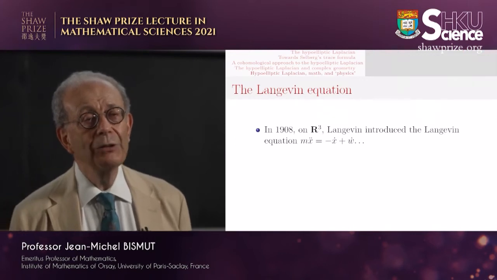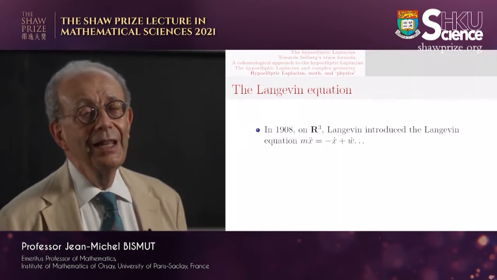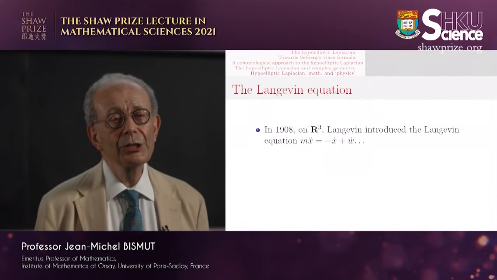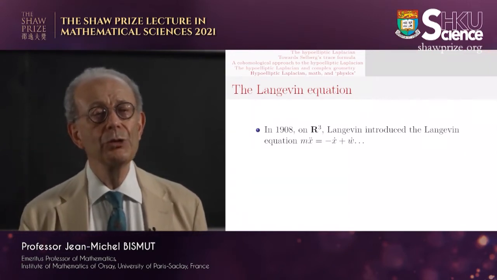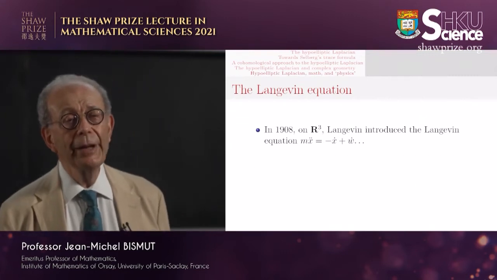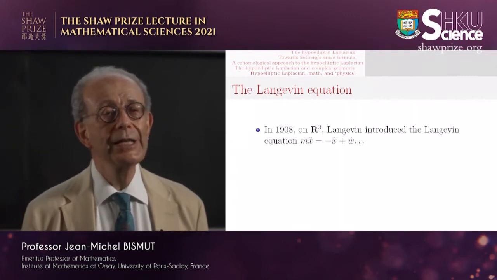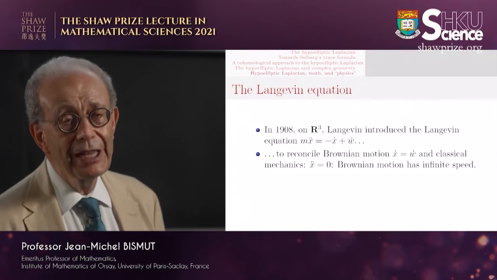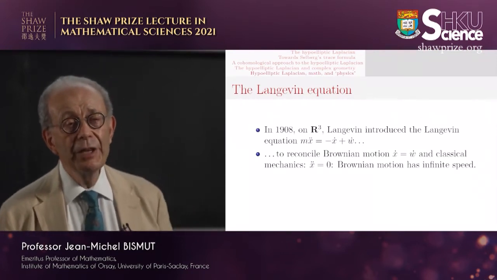Now let me go back to the Langevin equation. In 1908, on R3, Langevin introduced the Langevin equation, which he wrote more or less in the form m x double dot equals minus x dot plus w dot. You will see the original later on. m here is a mass.